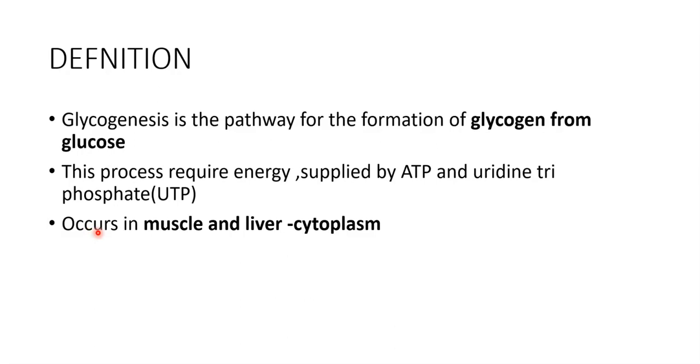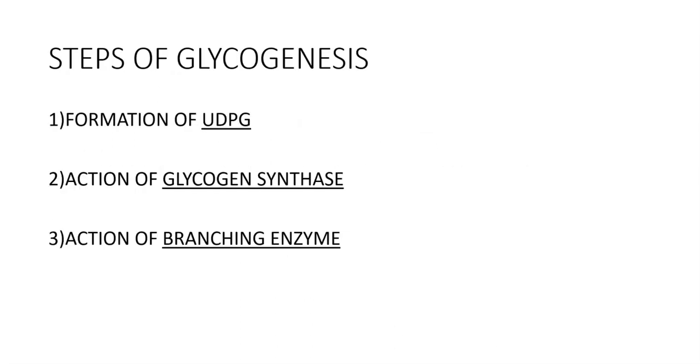This pathway occurs in muscle and liver cytoplasm, because glycogen is the storage form of glucose, and there are two types of glycogen: muscle glycogen and liver glycogen. That's why this pathway occurs in muscle and liver cytoplasm. Okay, so we are entering into the pathway. There are three steps for this glycogenesis pathway.